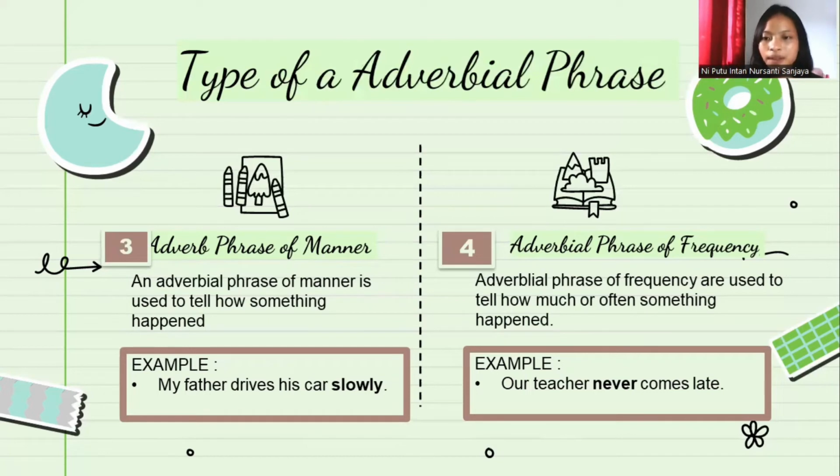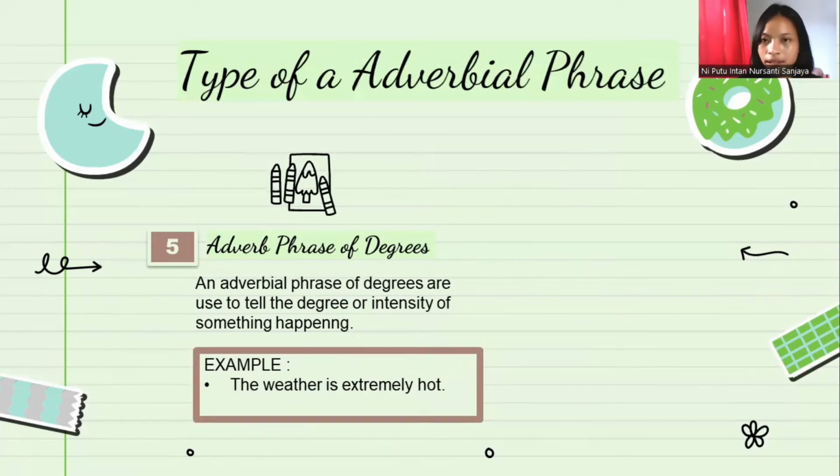The next is adverbial phrase of frequency. Adverbial phrases of frequency are used to tell how much or often something happened. For the example, our teacher never comes late. So in the sentence, never is adverbial phrase of frequency. And the last one is adverb phrase of degree. An adverbial phrase of degree is used to tell the degree or intensity of something happening. For the example, the weather is extremely hot. So in the sentence, what is the adverb phrase of degree? Yes, that's right. Extremely.